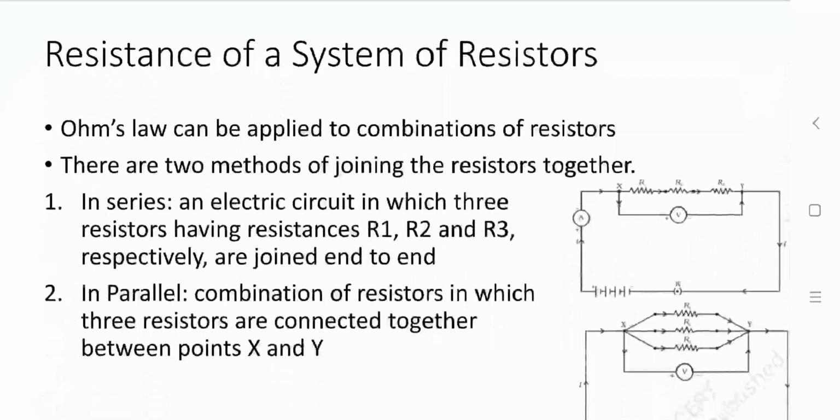Now, the next topic is resistance of a system of resistors. Ohm's law is not only defined for the single resistor, but for a combination of resistors or a resistive network also. There are two methods of joining the resistances together. One is in series, as shown in the figure beside. Series means R1, R2 and R3 are connected in the same line by end-to-end connection.